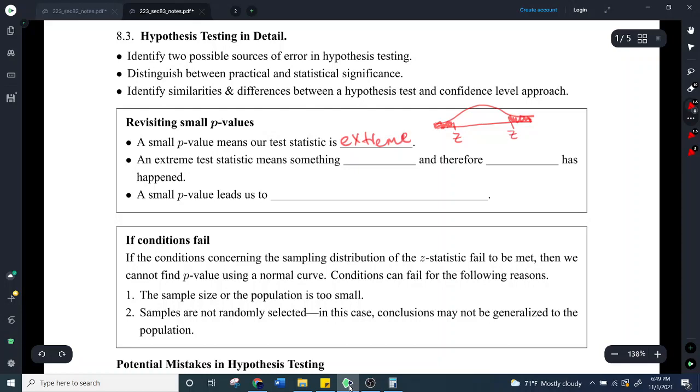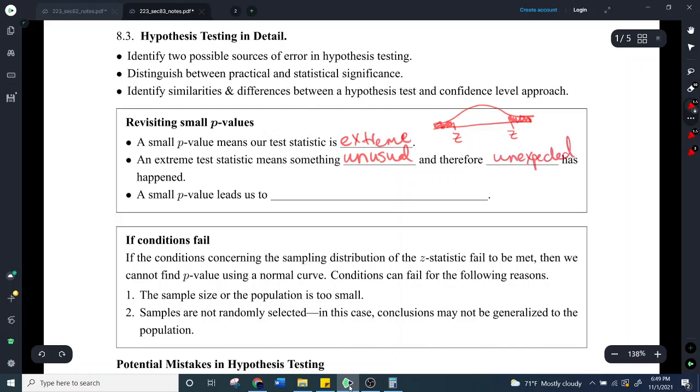Sometimes in the assignment they'll use the term large for a test statistic. I would rather say extreme. I feel like that kind of emphasizes what we're talking about a little bit more. You're into the extremities of the graph. An extreme test statistic means something unusual, and therefore unexpected, has happened.